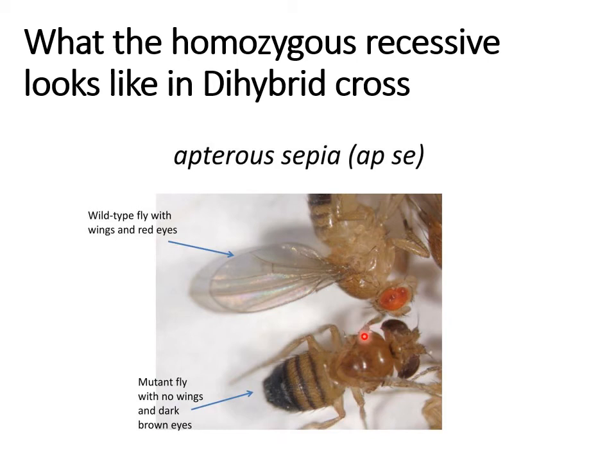Okay, notice that it has no wings, which is why it's apterous, and it has the dark eyes, which is why it's apterous sepia. Again, notice that it is named after its mutation. If you see a fly only named apterous or only named sepia, that means that they only have one mutation. This fly has both names as one big name, and so that tells you it has 2 mutations.